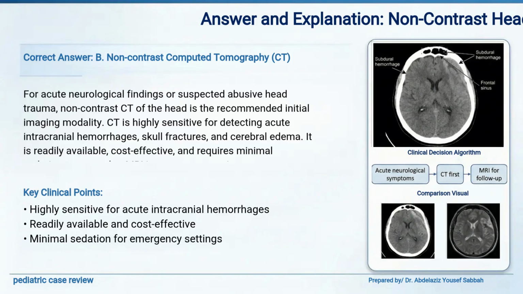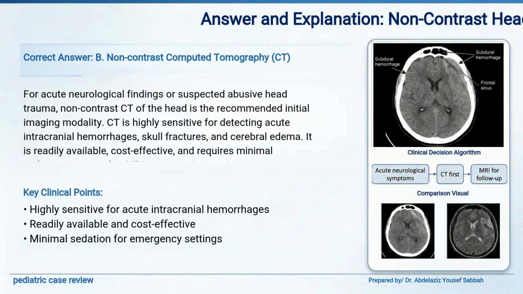For acute neurological findings or suspected abusive head trauma, non-contrast computed tomography of the head is the recommended initial imaging modality. 3 key features make it the best first-line choice in this emergency context. It is highly sensitive for detecting acute intracranial hemorrhages, skull fractures, and cerebral edema, all of which require rapid identification in the acute setting. It is readily available in emergency departments and can be performed very quickly.